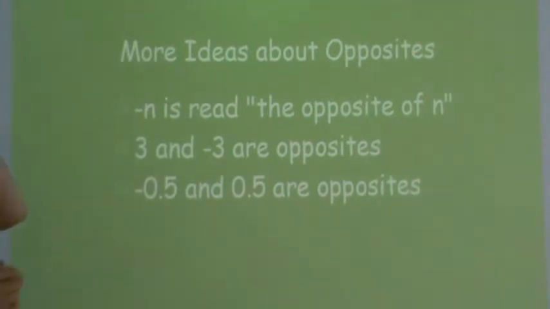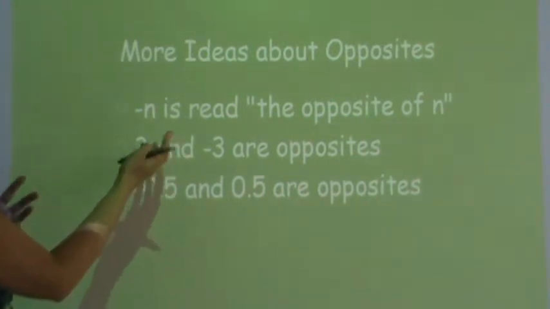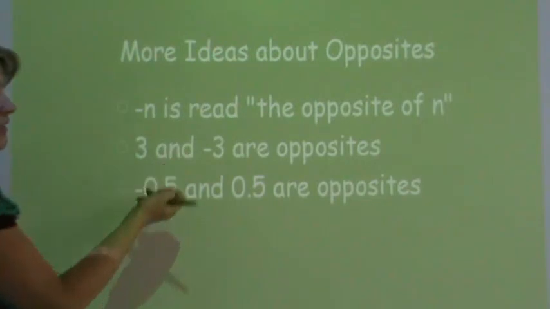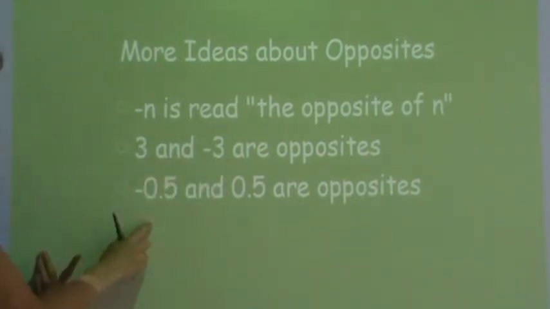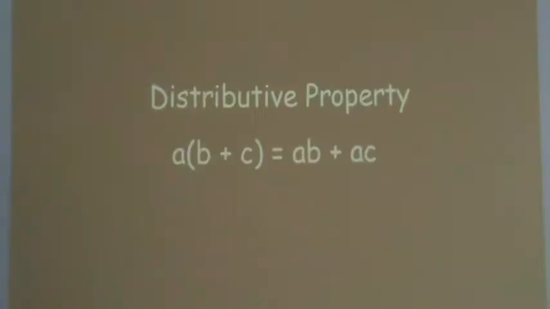Okay, a couple more ideas about opposites. Negative n is what you might see here, but we actually read that as the opposite of n, just in case n is negative, because then the opposite could be positive. So 3 and negative 3 are opposites, negative 0.5 and 0.5 are opposites.